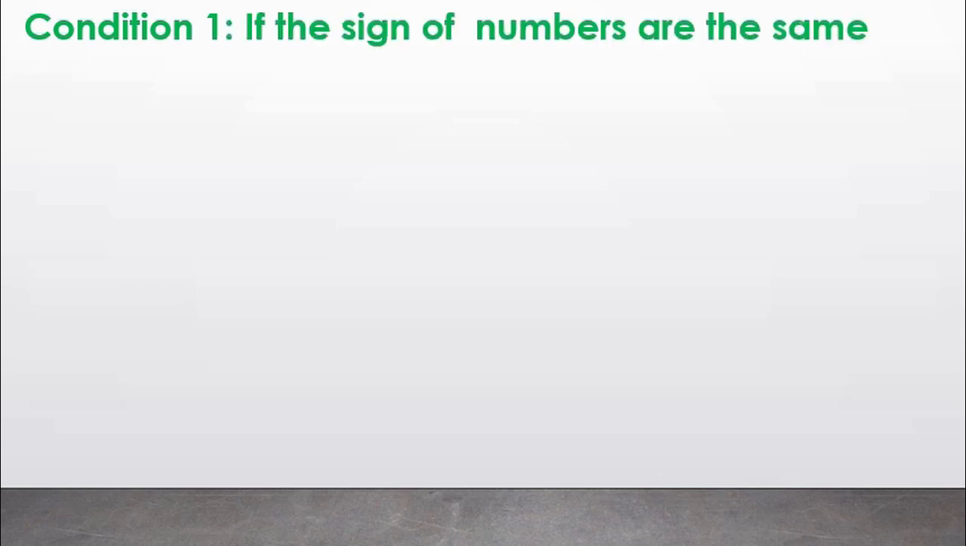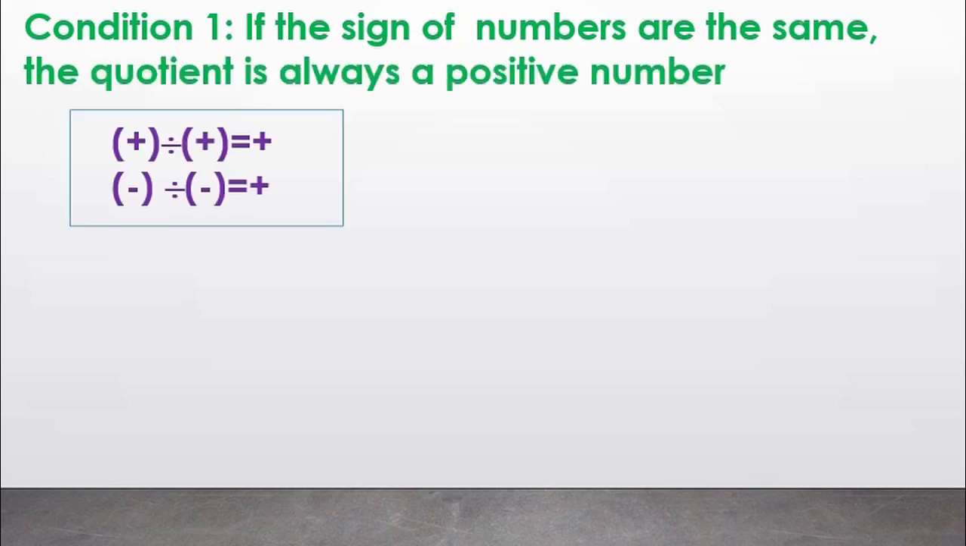Condition 1. If the sign of numbers are the same, the quotient is always a positive number. Plus divided by plus is equal to plus. Minus divided by minus is equal to plus.